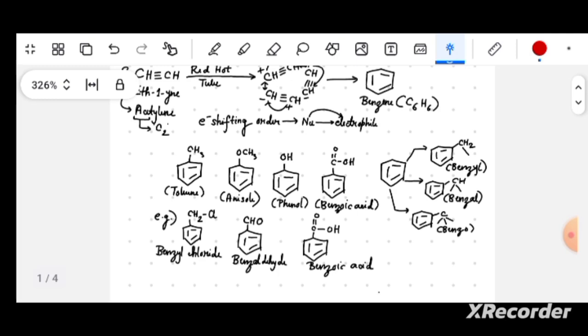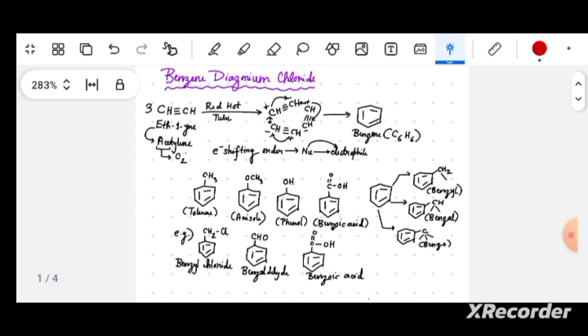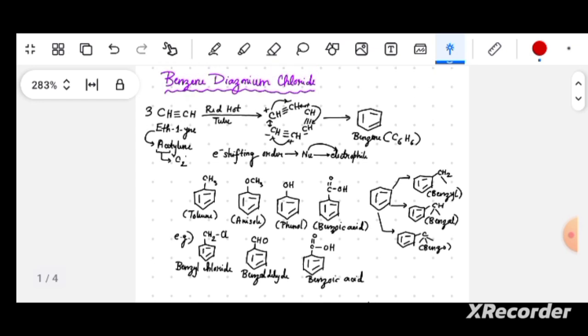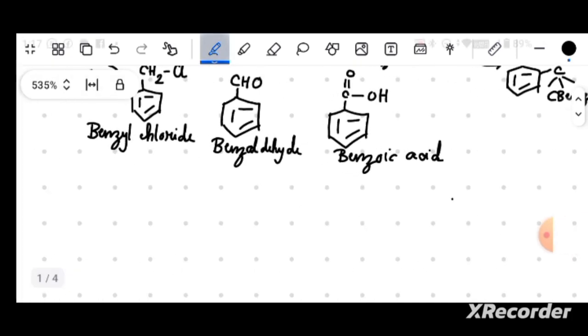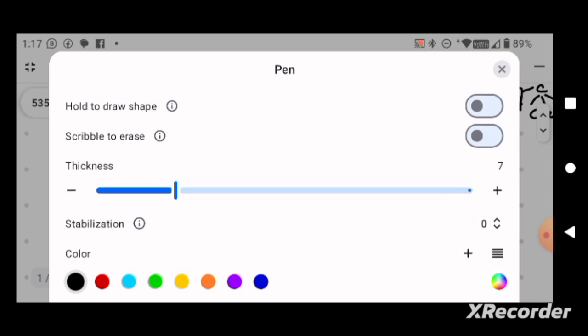Now we will go into benzene diazonium chloride. You can note it down if you want. Pause the video and note it down, or you can actually go with me. I hope it is done. So we will go to formation of benzene diazonium chloride. We cannot directly form benzene diazonium chloride from benzene. So we will need intermediates here.